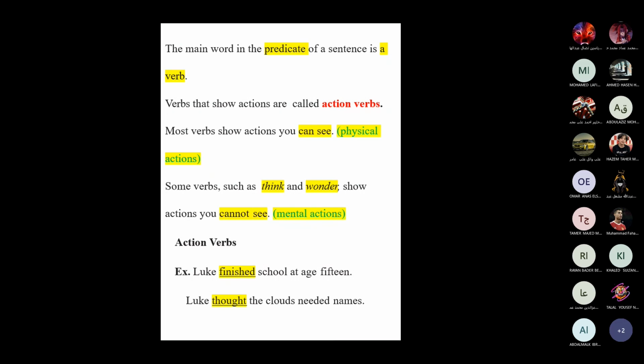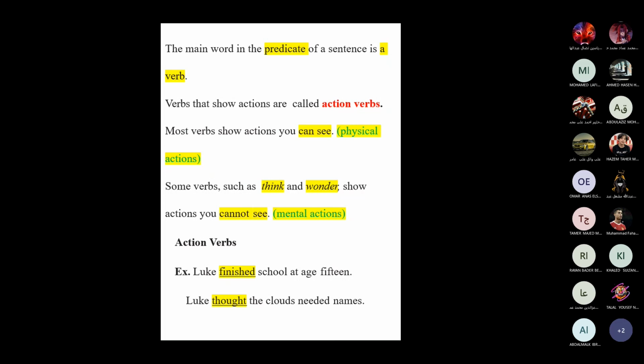So what are the kinds of predicates, or what are the kinds of verbs? We have the action verb and we have the linking verb. The action verb, first of all, shows actions. The action verb shows actions that we can see, or some others that we cannot see. So we have two kinds of action verbs.